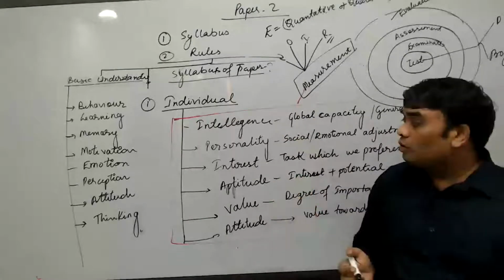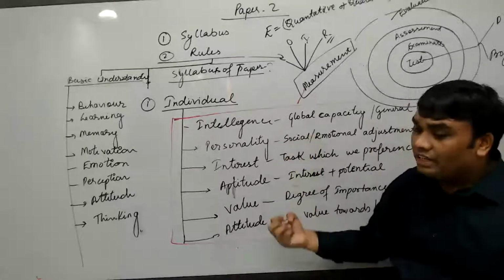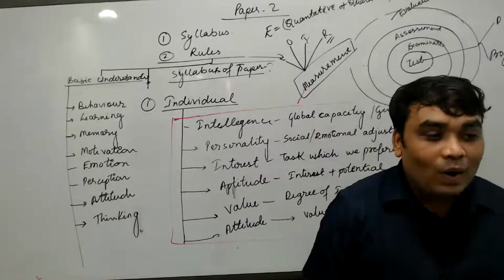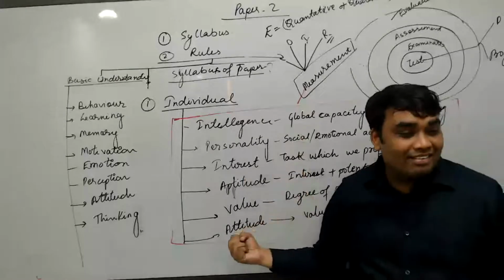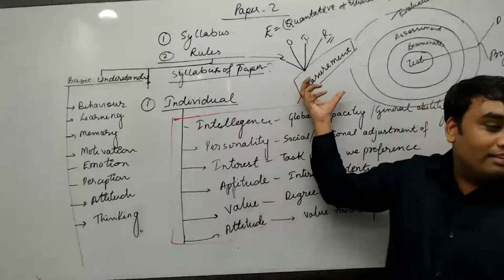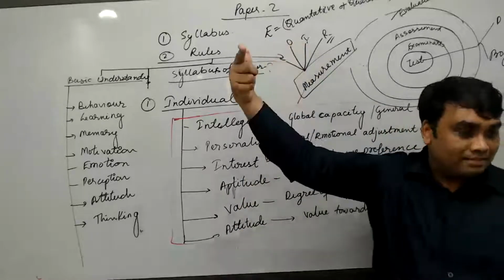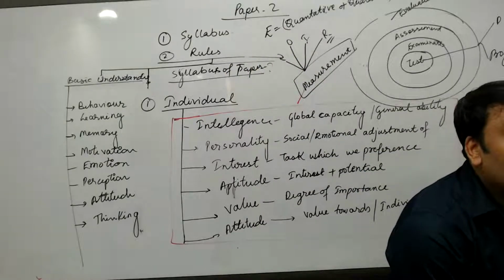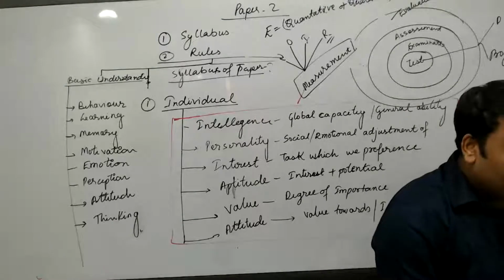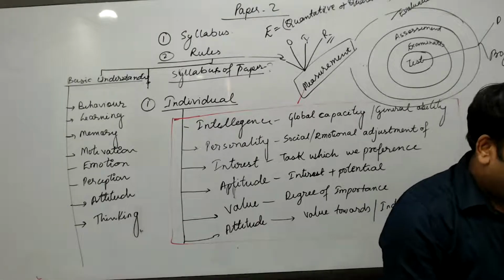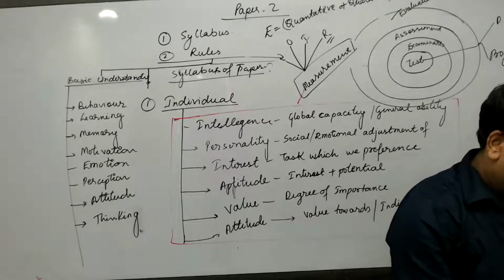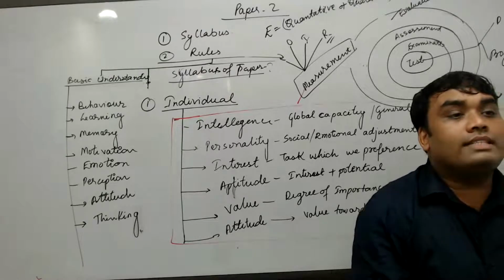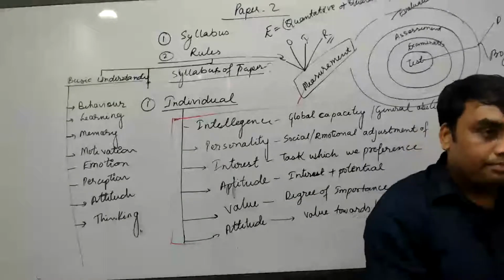But I am telling you, these individual differences can be measured. How can we measure? On the basis of certain parameters. So here we will note down a few things. What is an individual? What is psychological measurement? Note down psychological measurement. Psychological testing. What is psychological testing?